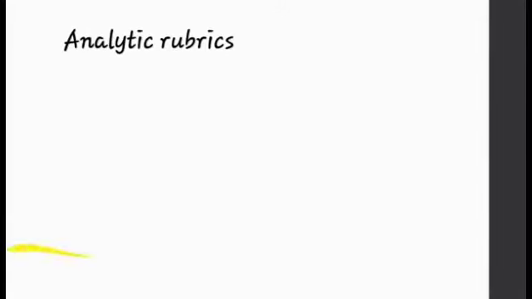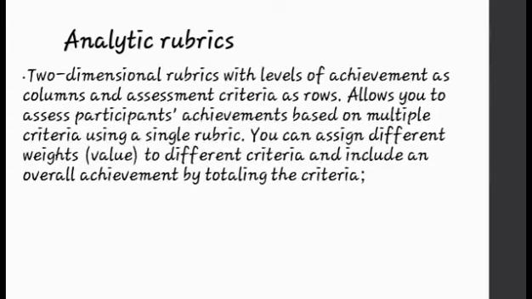Analytic rubrics. Two-dimensional rubrics with levels of achievement as columns and assessment criteria as rows allow you to assess participant achievement based on multiple criteria using a single rubric. You can assign different weight values to different criteria and include an overall achievement by totaling the criteria. This is the example of an analytic rubric.